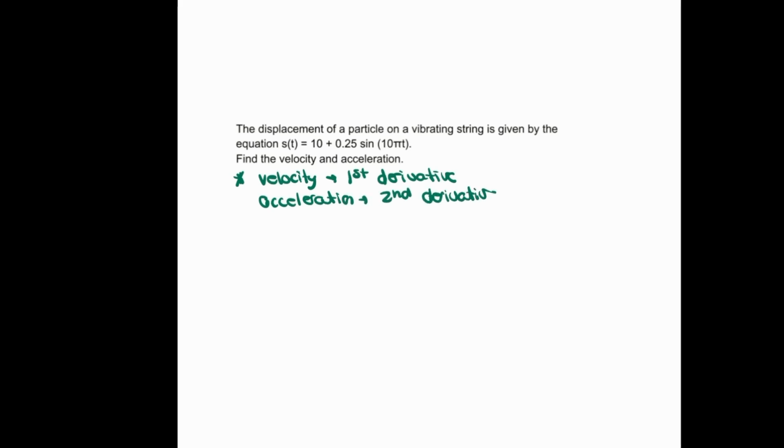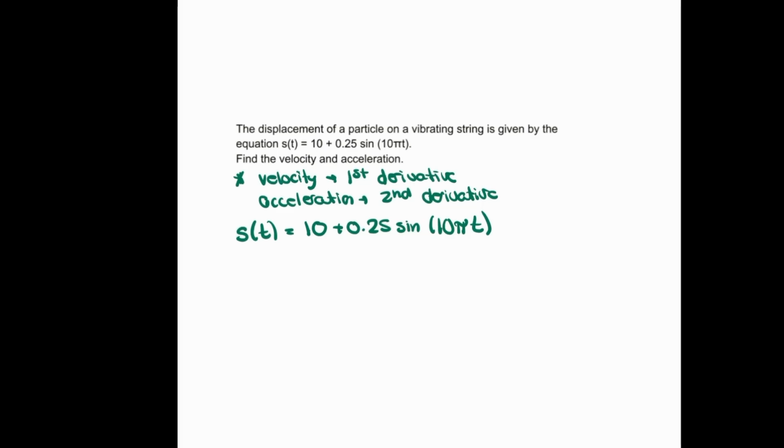And we've used that a little bit when we've been looking just at regular polynomial functions. But we can do the same thing with trig functions, sine and cosine. So let's use what we've learned about sine and cosine and taking the derivative of those other trig functions and apply that to what we have here. So we have the equation S of t is equal to 10 plus 0.25 sine 10 pi t.